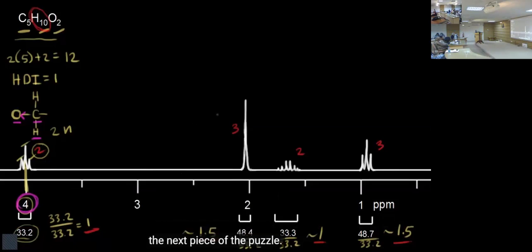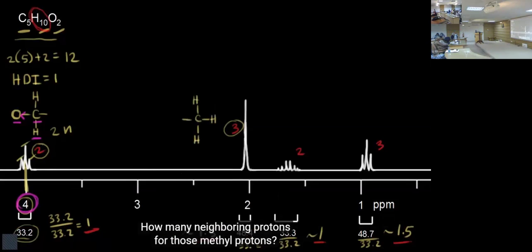So this will be the next piece of the puzzle. We have 3 protons, so that's a methyl group. So let me go ahead and draw in a methyl group here, so CH3. How many neighboring protons for those methyl protons? Well, we see 1 peak here. So 1 minus 1 is 0, so 0 neighboring protons.